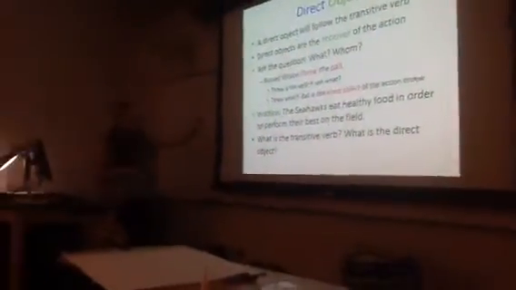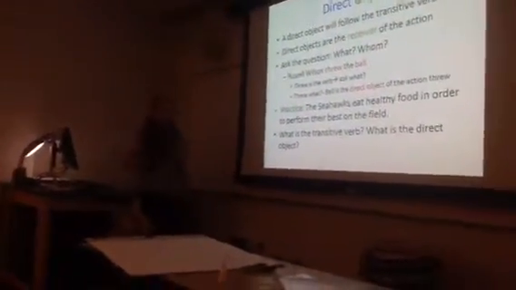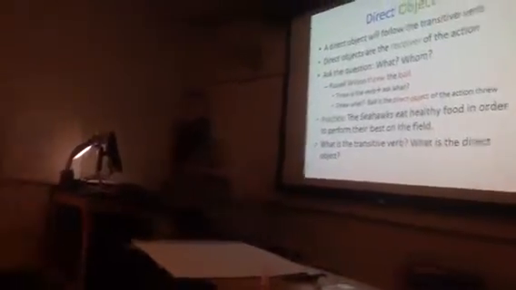So now let's do a little practice finding the transitive verb and the direct object in this sentence. The Seahawks eat healthy food in order to perform their best on the field. I want you to turn and talk to your neighbor, find the transitive verb, and find the direct object. Okay, so the Seahawks eat what? Food. Yes. Healthy food. Healthy makes sense, being in adjective form, describing the food. Okay, 3, 2, 1, hands up.